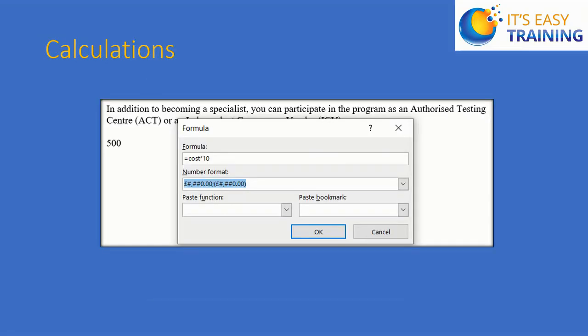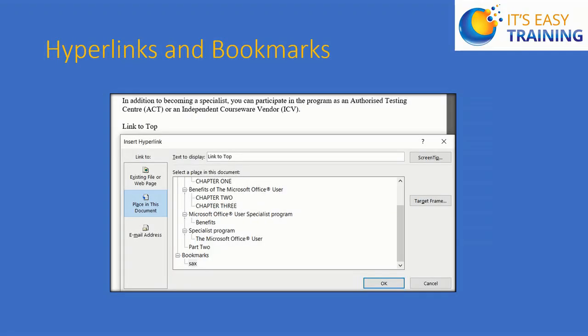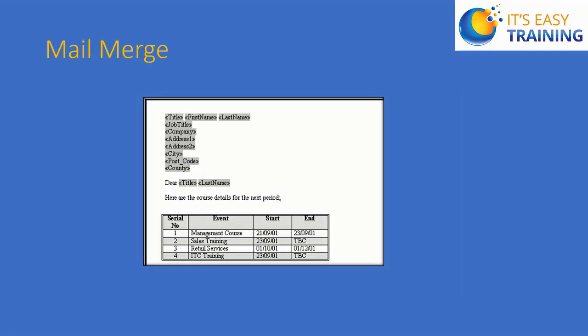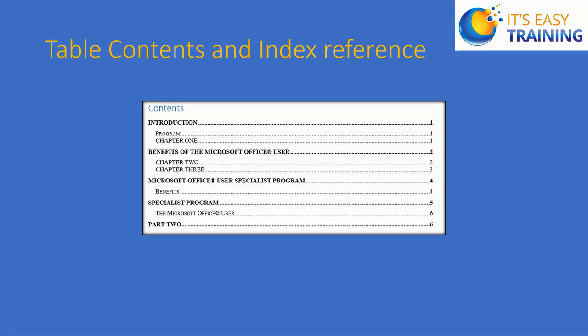Then calculations outside of tables, so you can do calculations in a Word document, not inside a table. Then we'll look at how to create bookmarks and hyperlinks to those bookmarks. As you can see there, there's an example of a bookmark. Following on from bookmarks, we'll look at mail merge, simple mail merge for a letter and an envelope, and then more complicated ones.